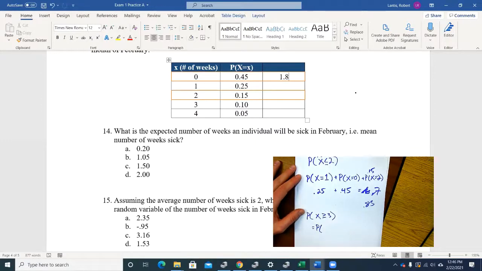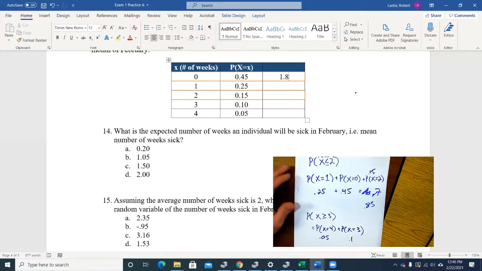X could be, so I didn't put less than or equal to 3. I put greater than or equal to 3. So what are the only outcomes that fit that? So yeah, X is equal to 4, and X could be equal to 3, right? So then 0.04, 0.1 from the table, yeah.